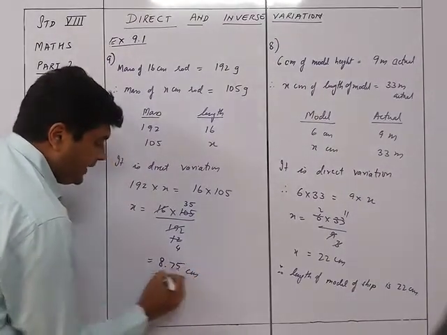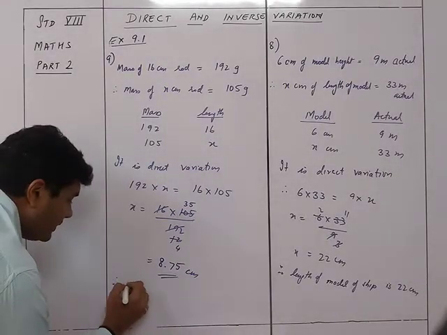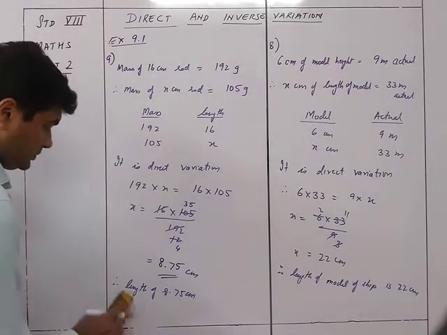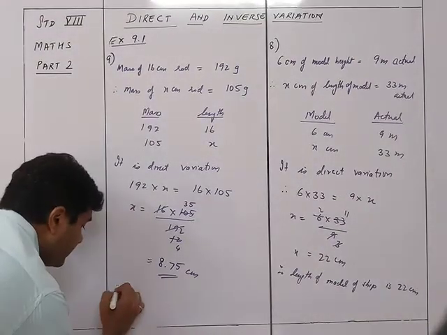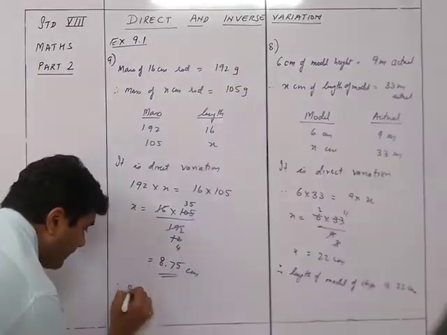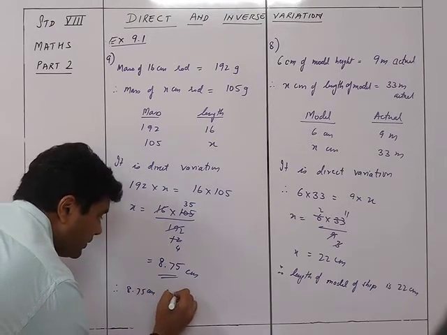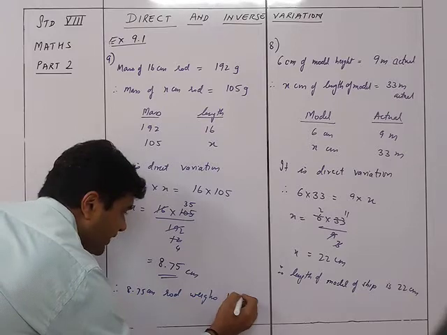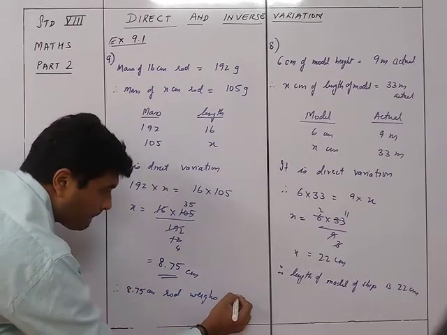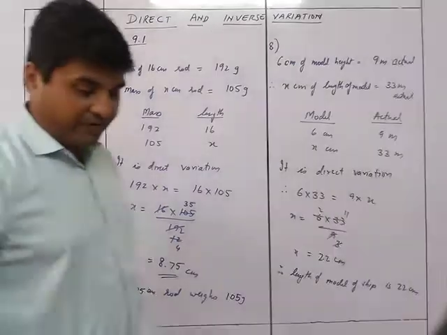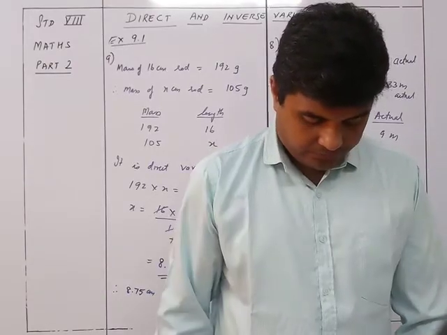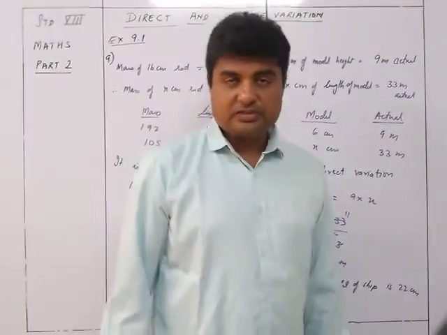So 8.75 centimeters. Therefore, the length of the rod whose mass is 105 grams, which was the question, is 8.75 centimeters. So the final answer: an 8.75 centimeter rod weighs 105 grams. Clear?